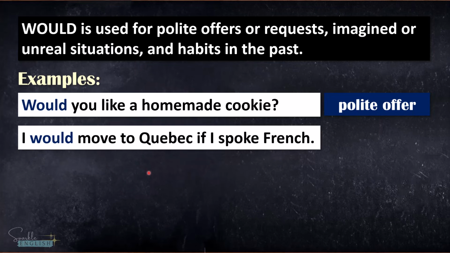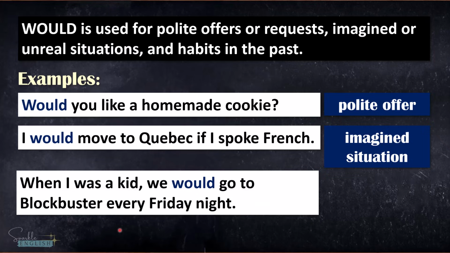Here's another example. I would move to Quebec if I spoke French. In this example, would is used for an imagined situation. I don't speak French, but if I did speak French, I would move to Quebec. Another example. When I was a kid, we would go to Blockbuster every Friday night. In this example, would is being used to talk about habits in the past. Something that I did a lot in the past, my past routine.